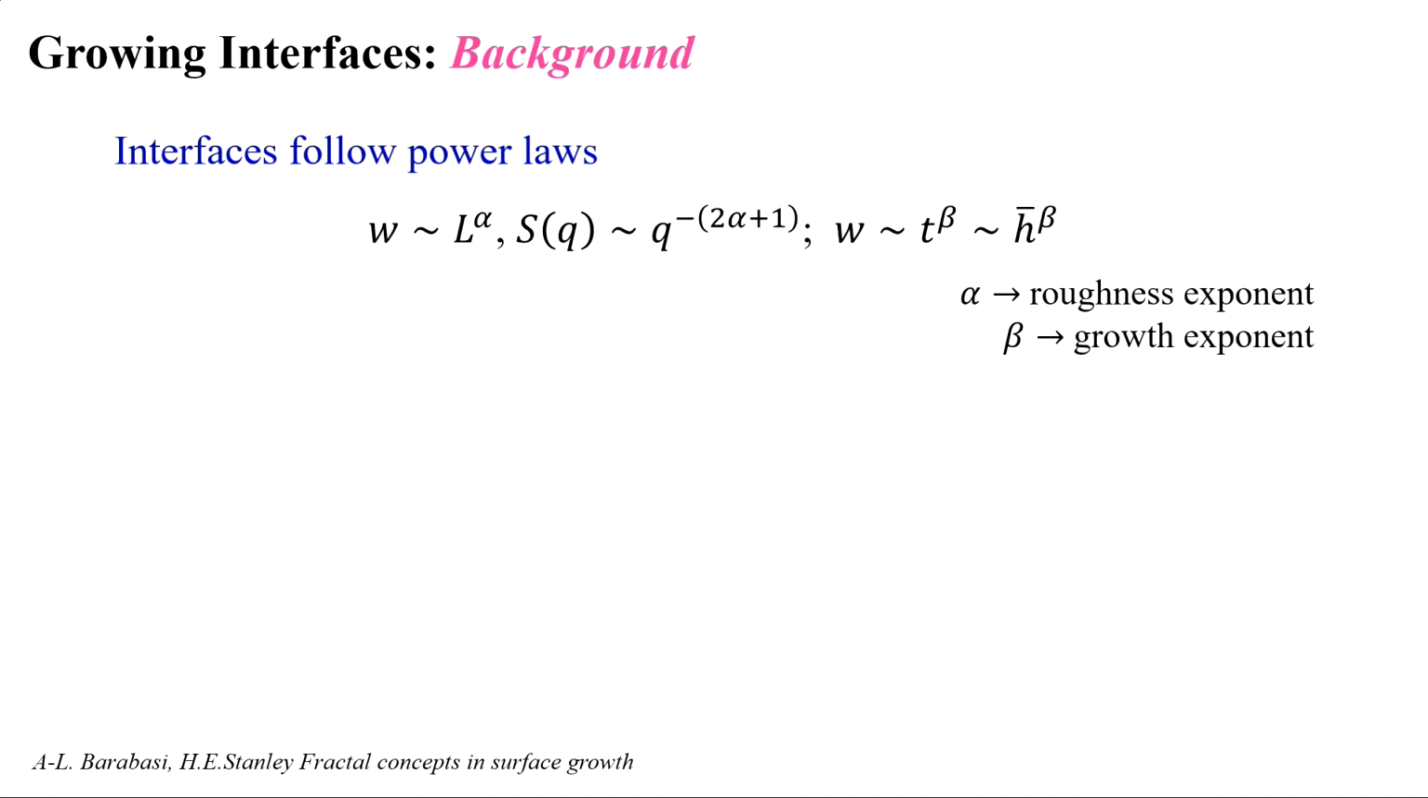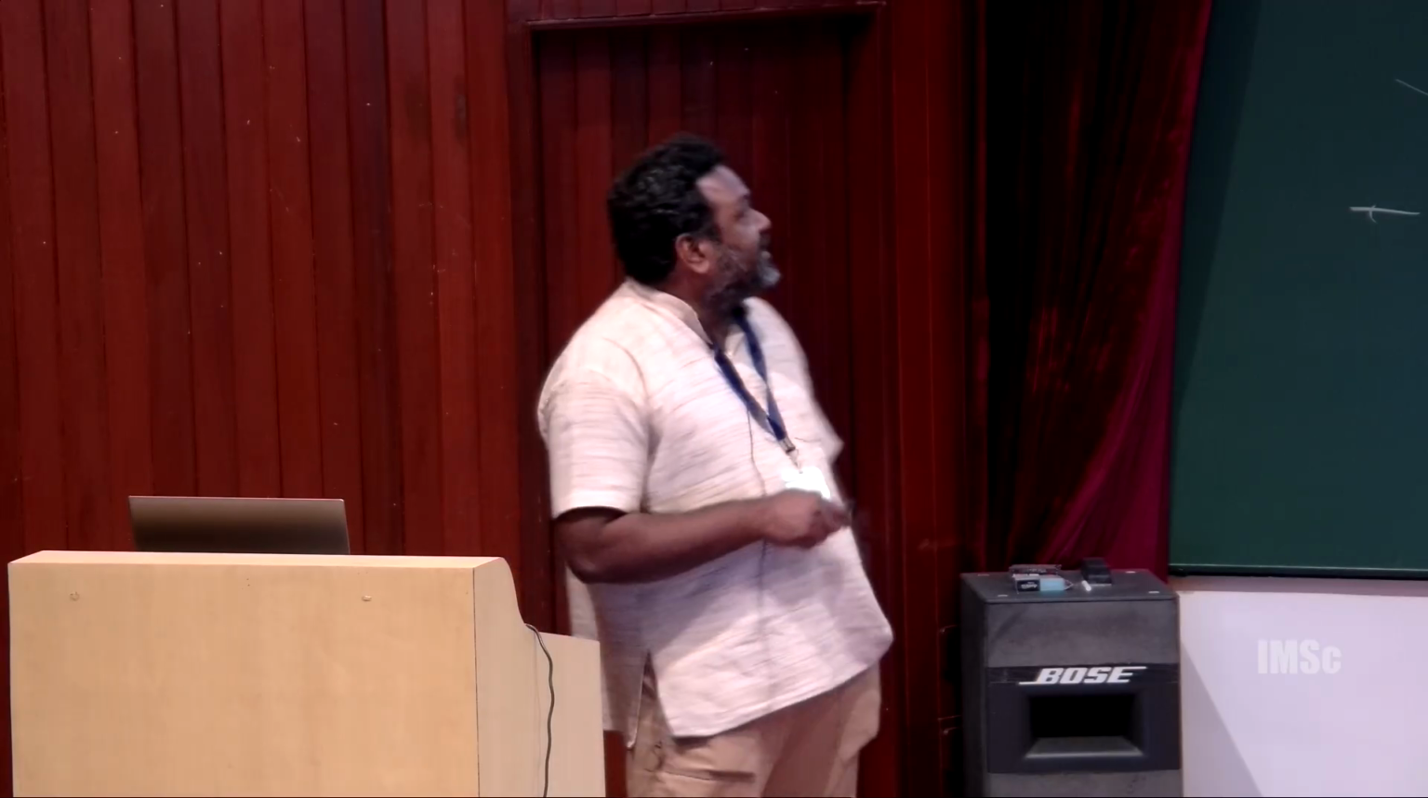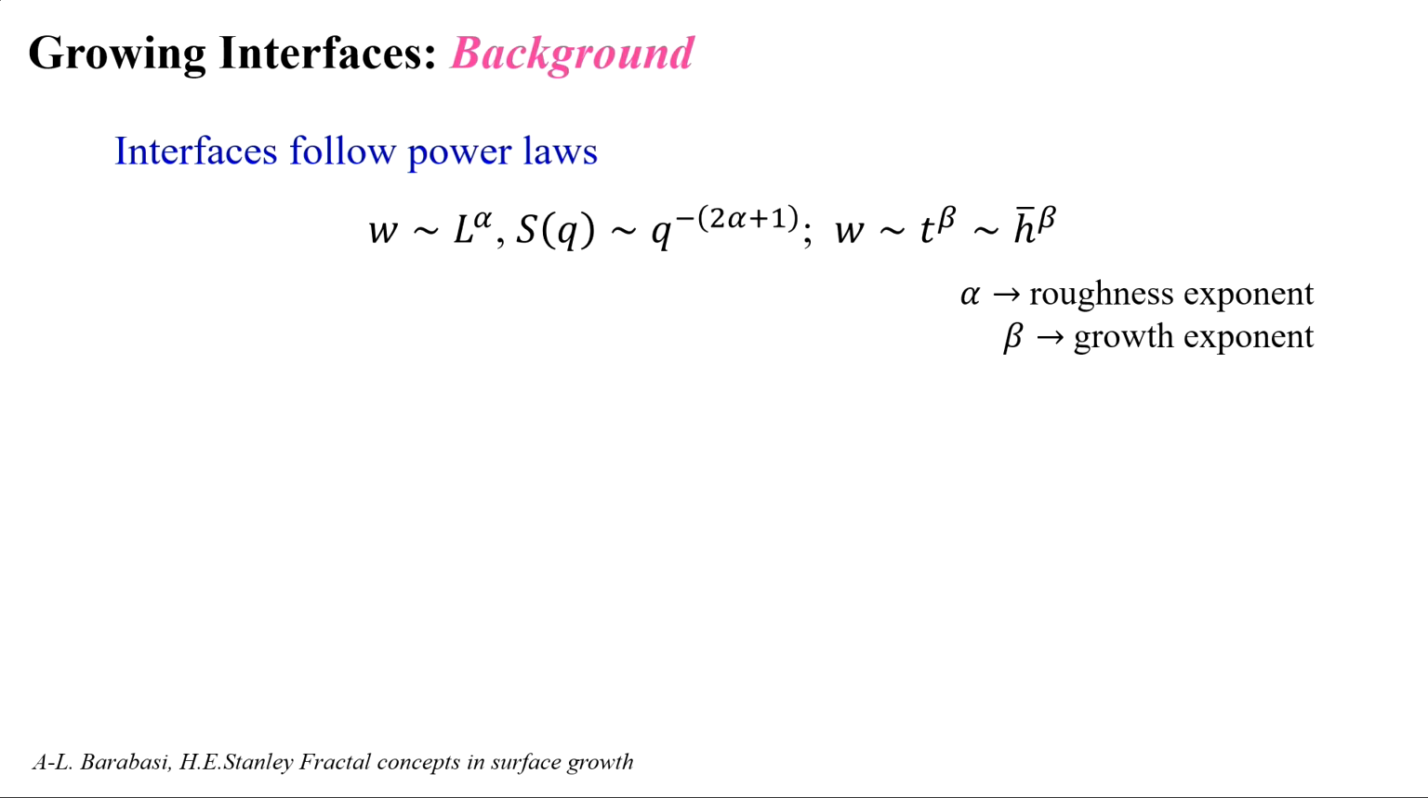And just to summarize, effectively what we are thinking about are interfaces which often follow power laws, where the roughness scales with the size of the system, or in Fourier space it scales with the wave vector. One can get the roughness exponent in both ways, or one can think about the time evolution of the roughness, or, since the flux is linear and constant, one can also replace time with the mean height of the interface, as people have been showing in different experiments, right?